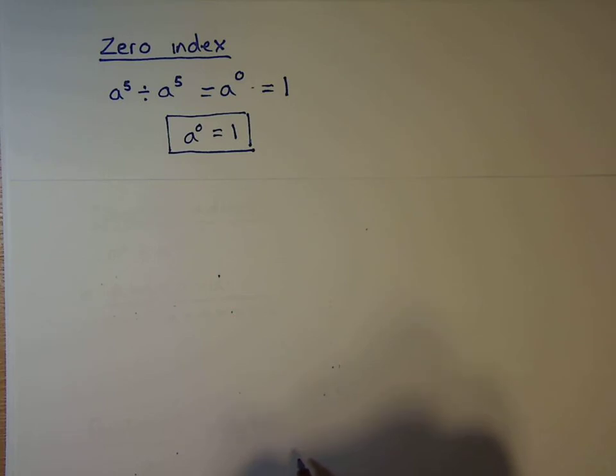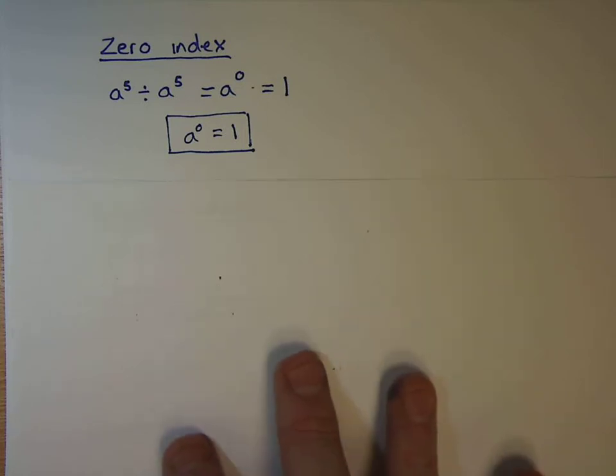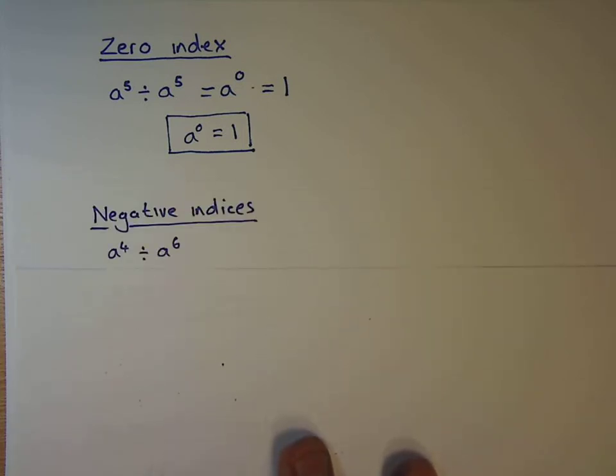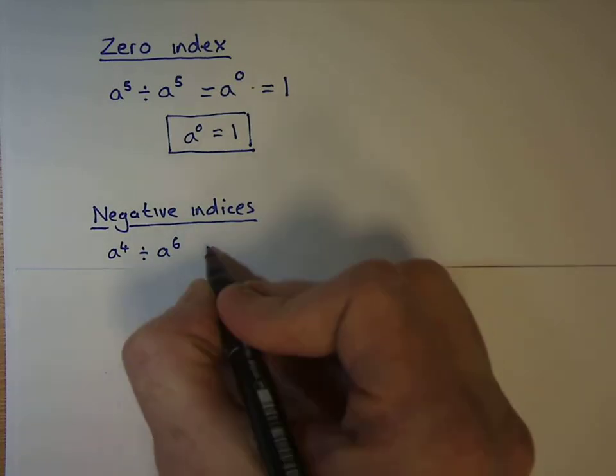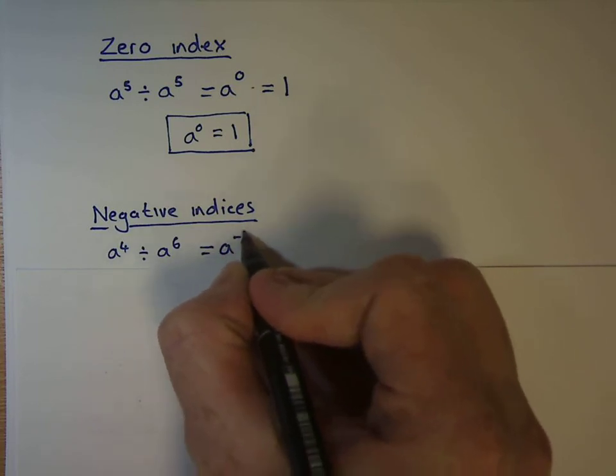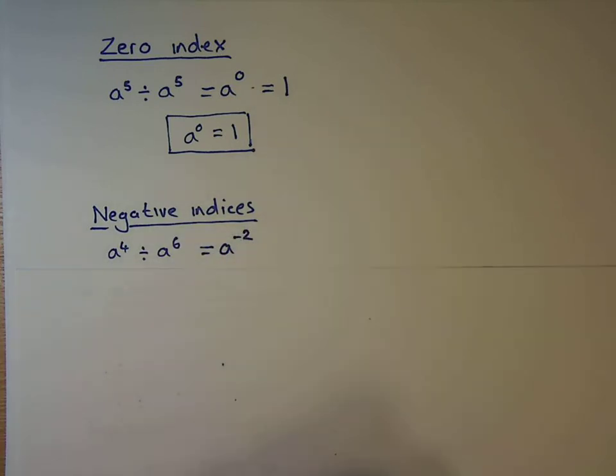Next, we'll have a look at negative indices. I'm going to start here by looking at a to the 4 divided by a to the 6. Using our laws of indices, we would take away the powers and we would say that this is equal to a to the minus 2. A to the minus 2, a negative index.